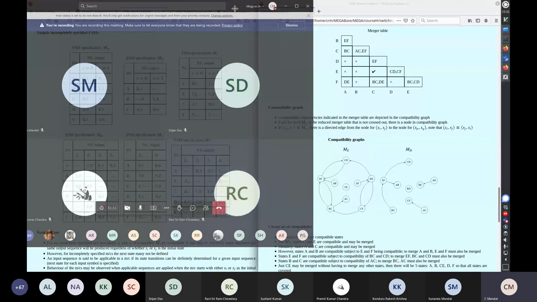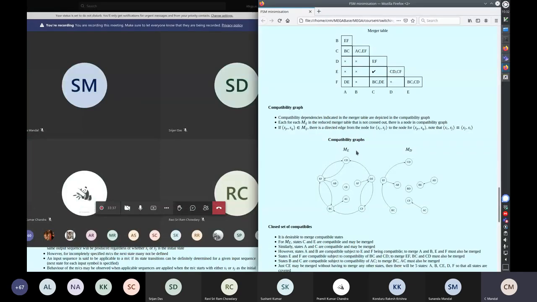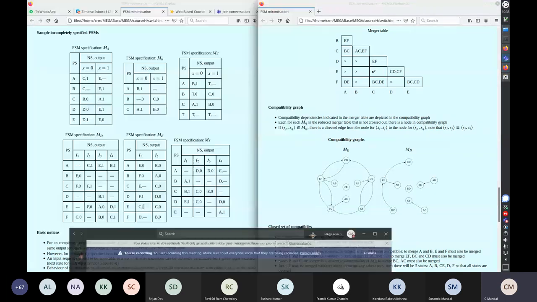So maybe I'll give you one more. Actually, creating the compatibility graph from the Mealy table is quite easy, so it should be done by now. All right. Now let us look at another machine.